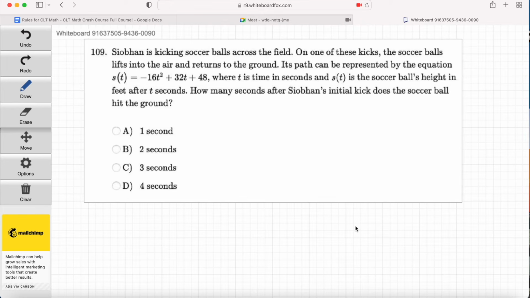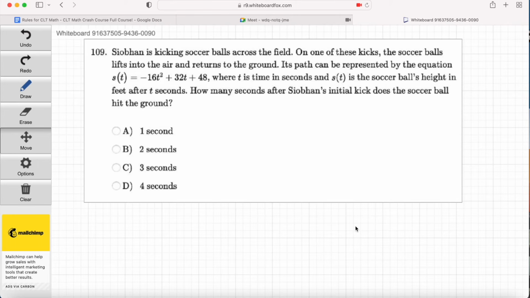And by the way, I see this a lot on word problems. They give you some funky names that are difficult to pronounce. I apologize to anyone named Siobhan watching this recording, how we're butchering the pronunciation, but you can just say S. Don't waste time on the test trying to pronounce anything. S is kicking soccer balls across the field.